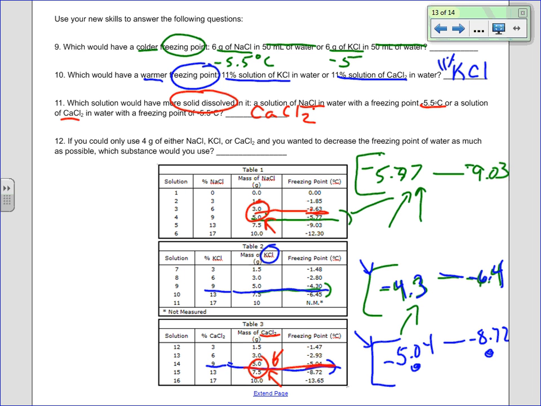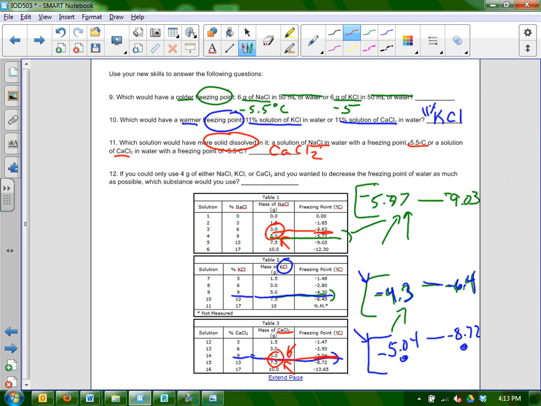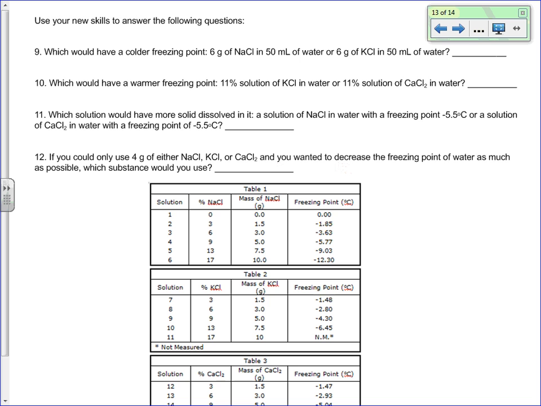NaCl, KCl, or CaCl2? The lower you could drop the freezing point of that water on the ground, the less ice you would have in front of your house. So you only get 4 grams, so you want to use the same amount. In this case, we're actually just going to clear this to make it a little bit easier to read.